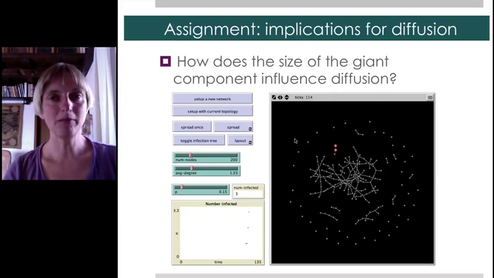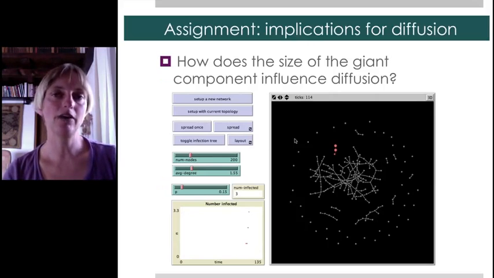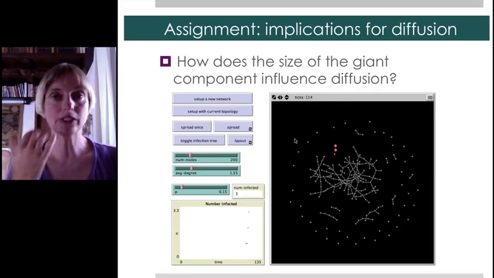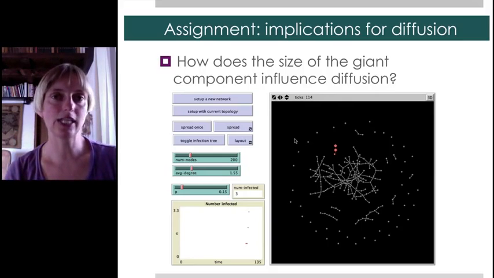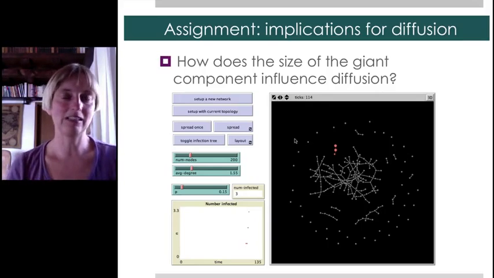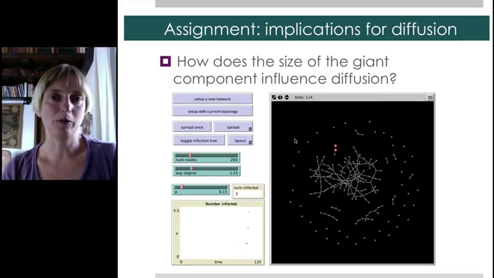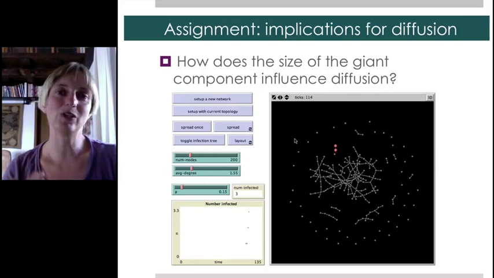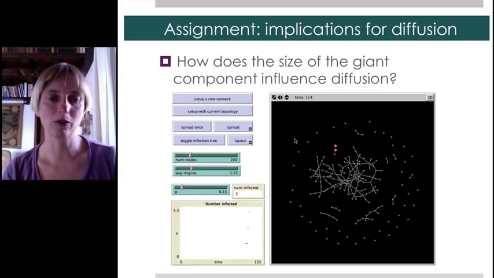Now, for the assignment this week, what you'll be doing is looking at the implications of these models for diffusion. Even if you're mostly just listening to the lectures, I think doing this assignment will be a cinch, and it'll be interactive, in the sense that you'll be playing with these NetLogo apps. So I encourage you to do it even if you don't turn in the assignment. I think it'll be worthwhile.